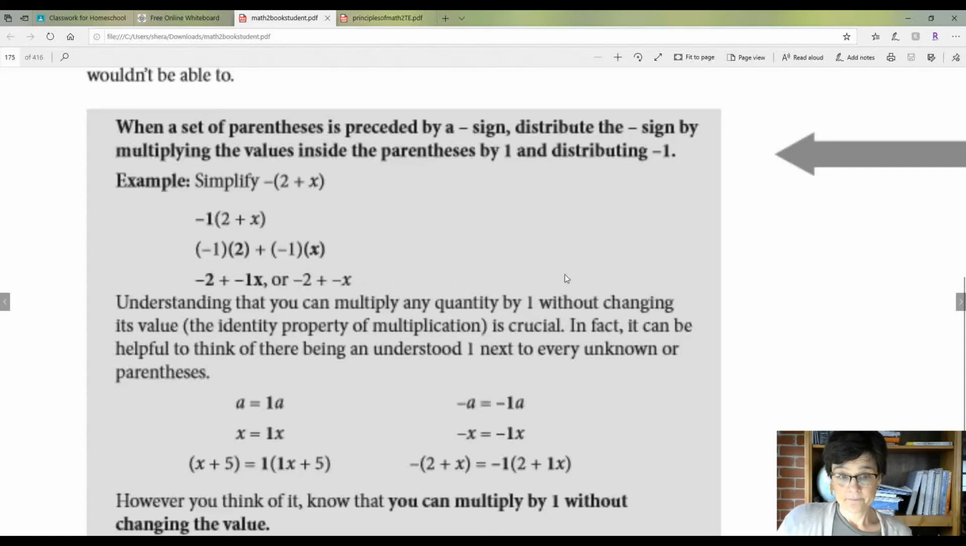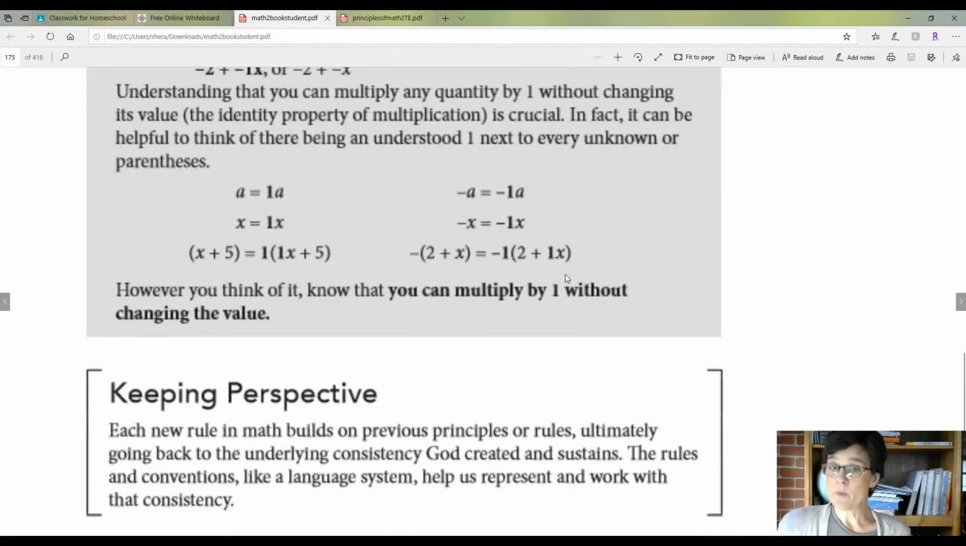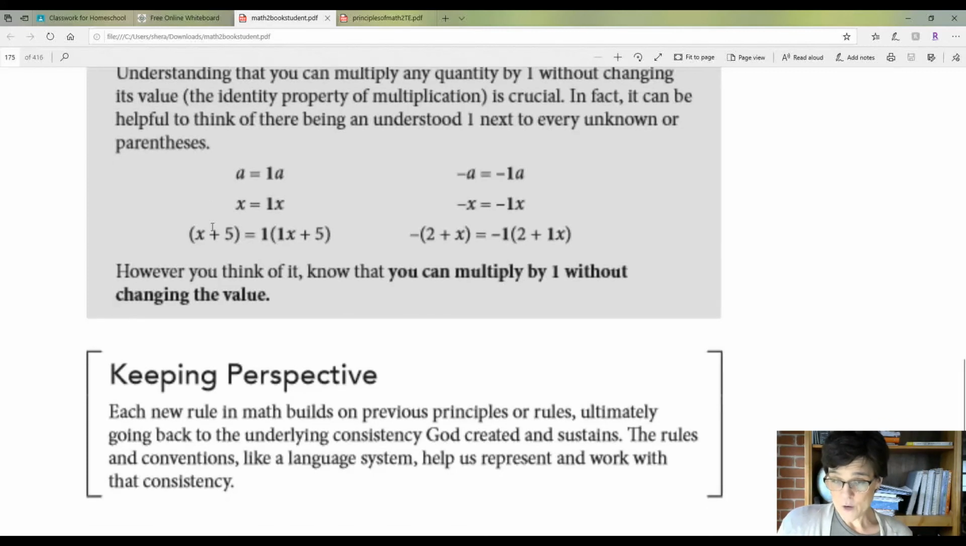There you are. Now, understand that you can multiply any quantity by 1 without changing its value. That's the identity property of multiplication. That's crucial. In fact, it can be helpful to think of there being an understood 1 next to every unknown or parentheses, and that's true. So, beside every variable, just think of there being a 1. If there's a negative sign in front of it, then it's a negative 1. However you think of it, you can just multiply by 1 without changing the value. I hope that makes sense to you.